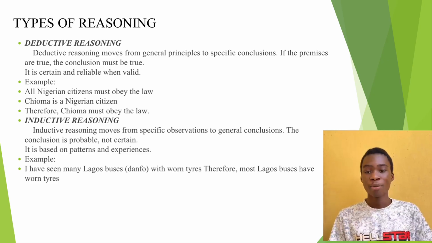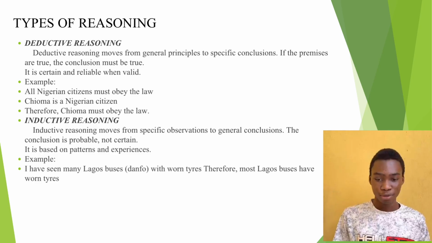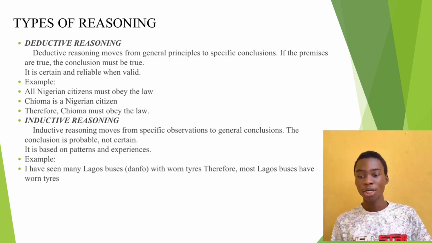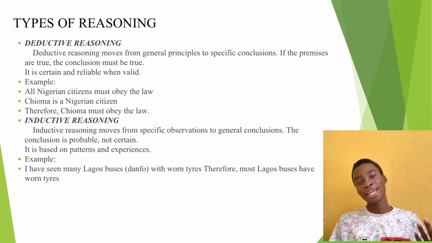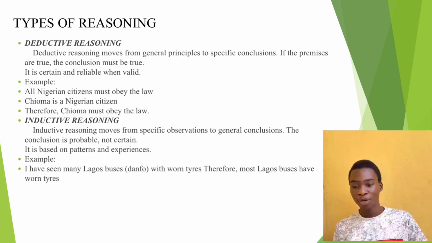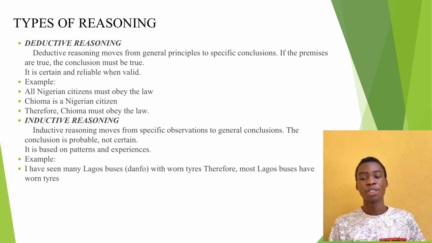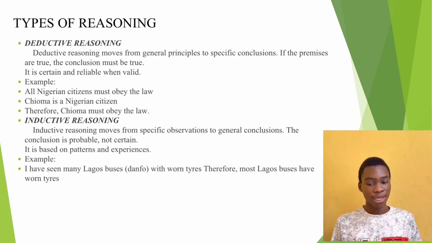Inductive reasoning moves from specific observations to general conclusions. The conclusion is probable, not certain. It's based on patterns and experience. Example: I have seen many Lagos buses, like Danfo, with one tire. Therefore, most Lagos buses have one tire.